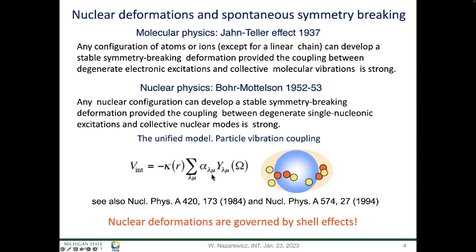But you can see immediately from this that there are protons and neutrons moving in orbits, represented by this term, and those orbits, of course, are quantum mechanical orbits. So nuclear deformations will be really governed by shell effects. The nuclear liquid drop model does not have a deformed shape at equilibrium. The ground state of the liquid drop model, which is a macroscopic model, is a sphere. So in order to get non-spherical shapes, you need quantum mechanics.